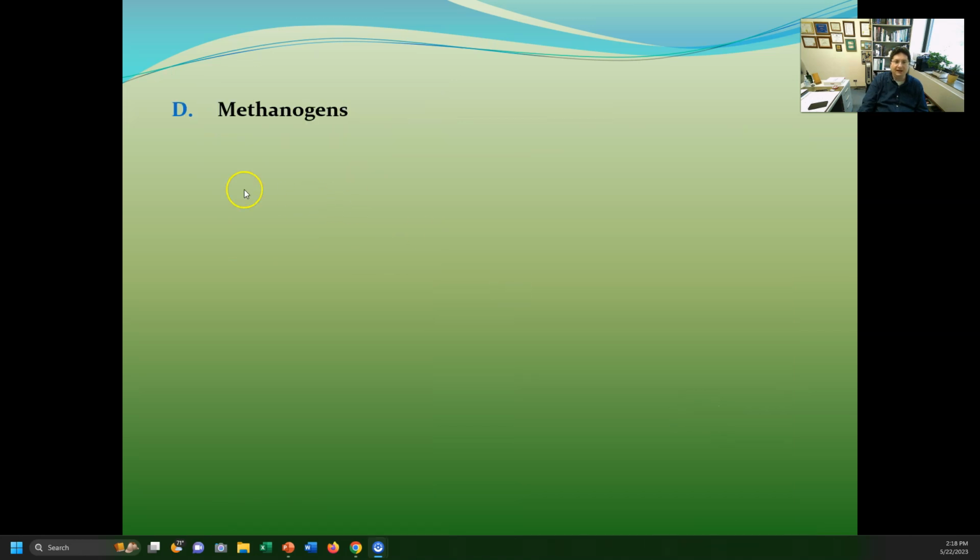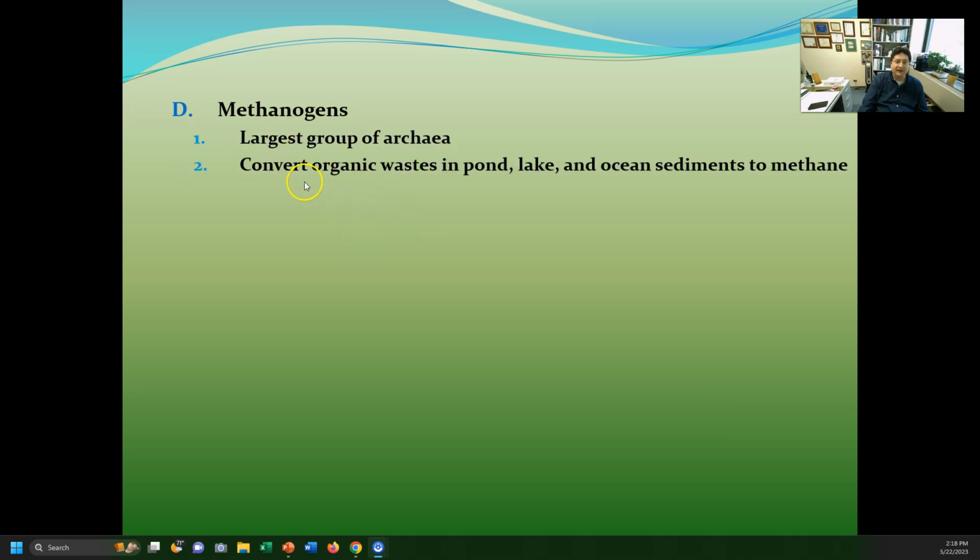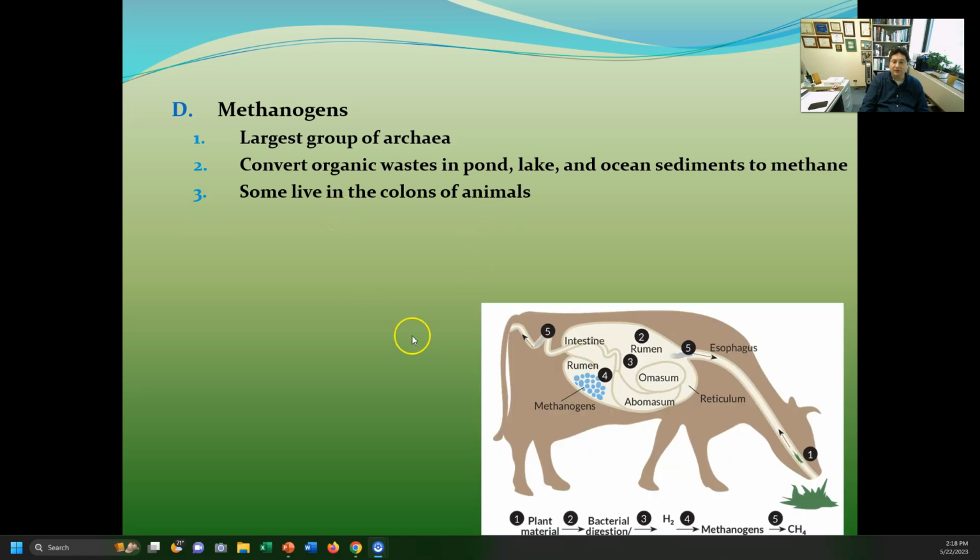Another group of archaea are methanogens. Methanogens are the largest group of archaea, and what they do is they can act as kind of a decomposer. They can convert organic waste in ponds, lakes, and the ocean into methane. So they break that waste down and then release methane as a gas. Some live in the colons of animals like cows and other ruminants, hooved animals that can digest cellulose.